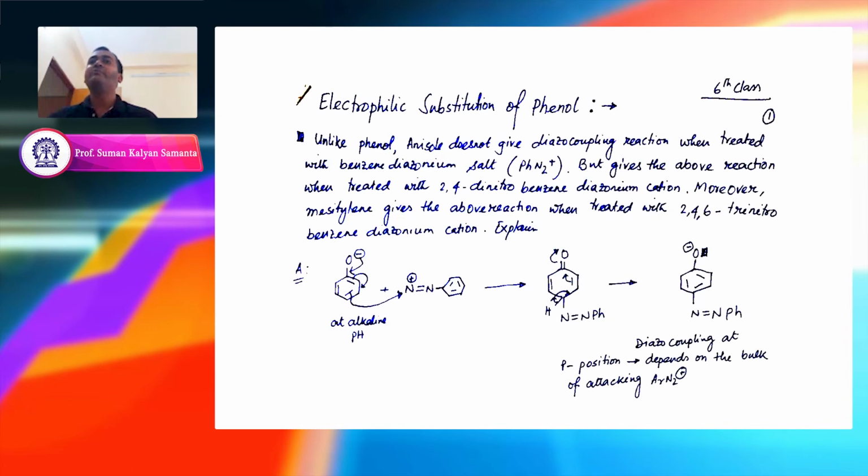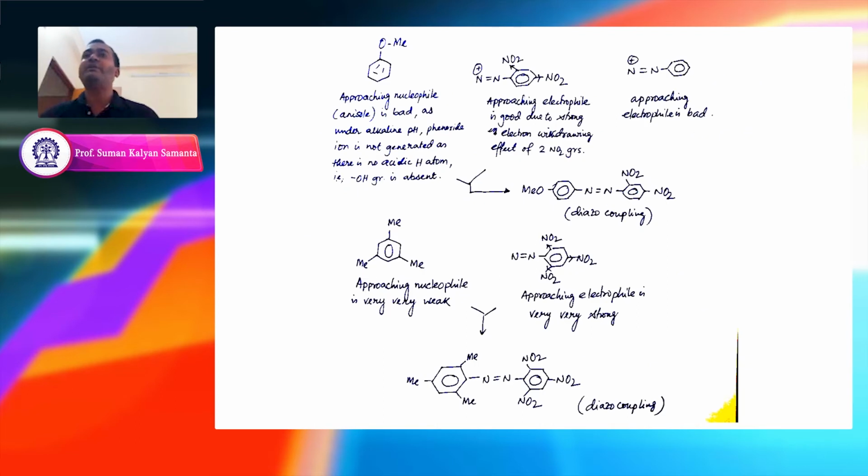Then it says, but it gives the above reaction when treated with 2,4-dinitrobenzene diazonium cation. So this reaction happens when we do the reaction with 2,4-dinitrobenzene diazonium cation. So this is 2,4-dinitrobenzene diazonium cation.